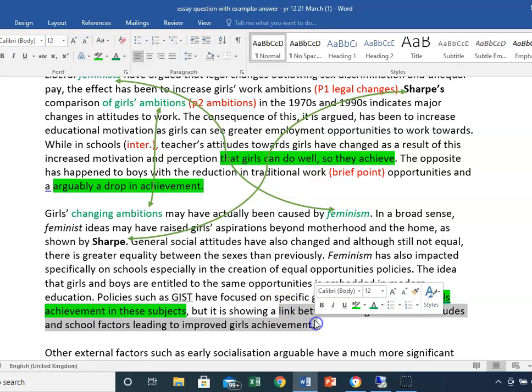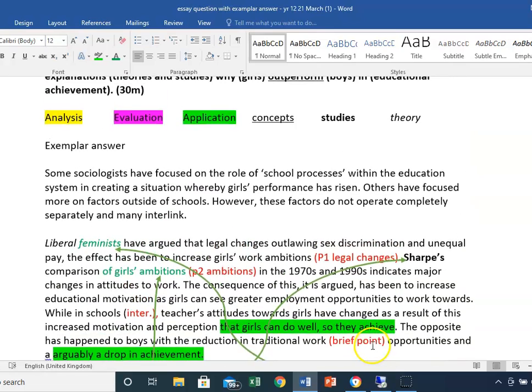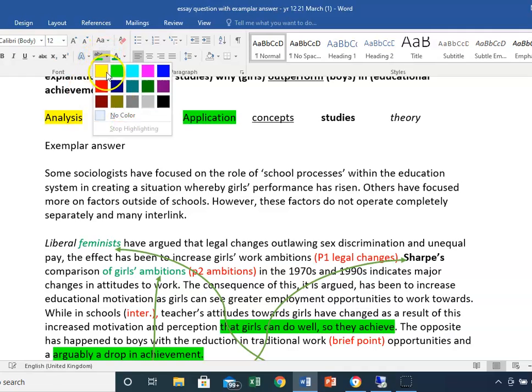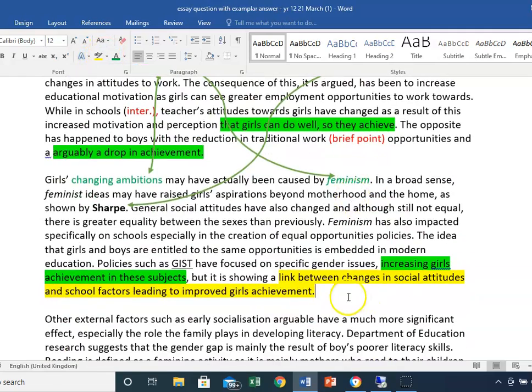They're starting to analyse now. Okay, I said I do. They're recognising that there's a link between the two areas, and it's not just external and internal.